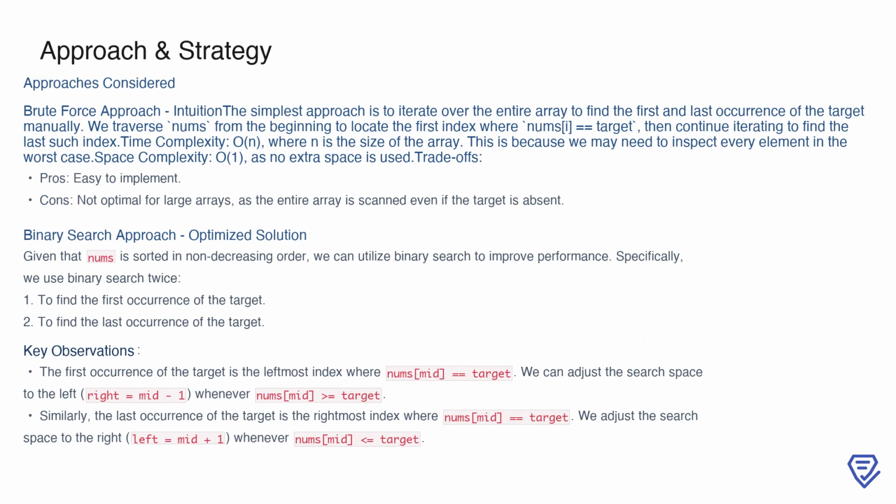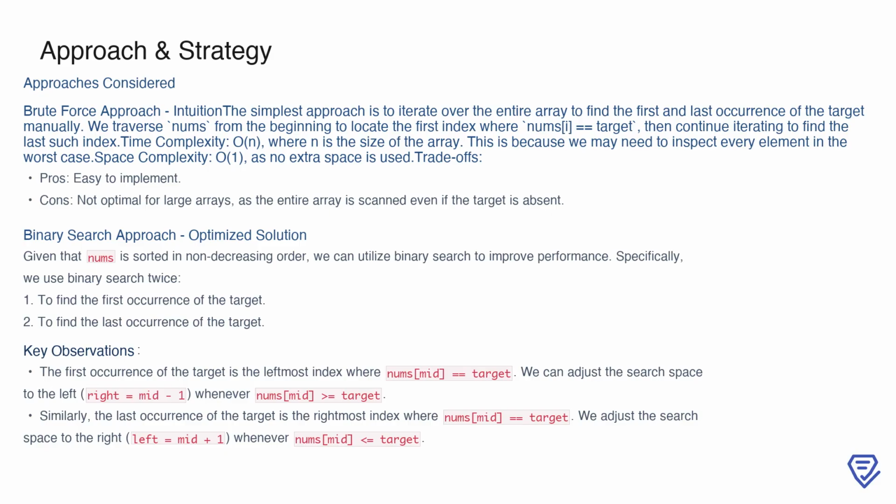To solve this problem, there are two main approaches to consider. The first is the brute force approach. Here, we simply iterate over the entire array to manually find both the first and last occurrences of the target. We begin from the start of the array to locate the first index where the value matches the target, and then continue scanning to find the last such index.